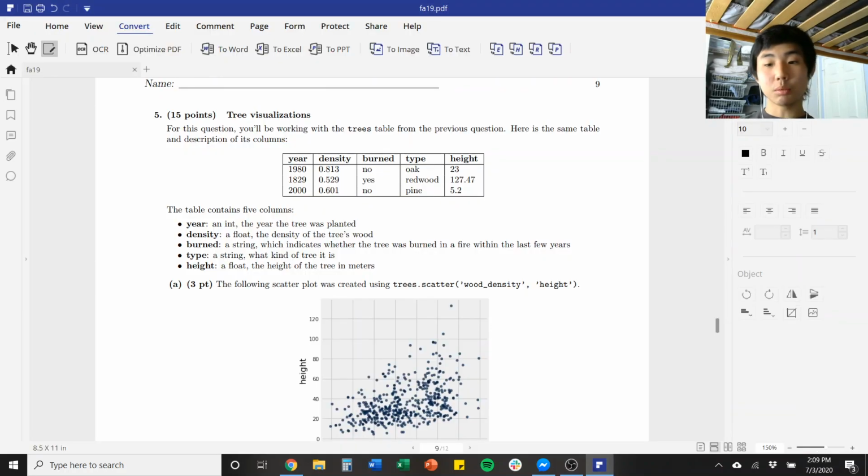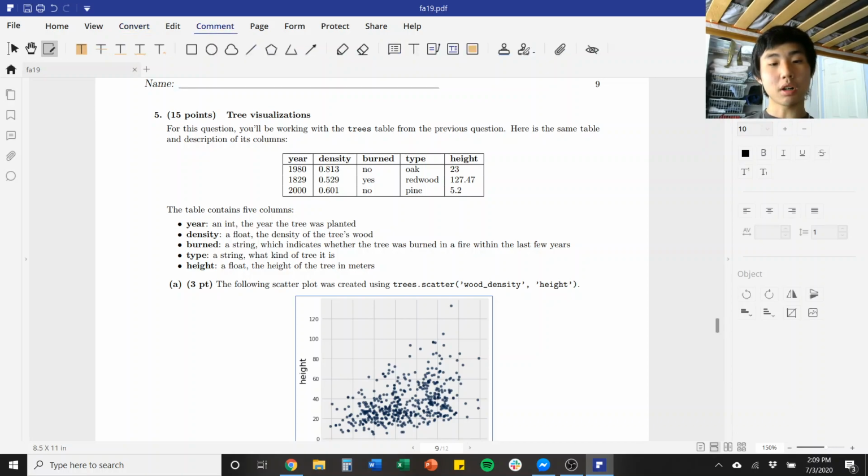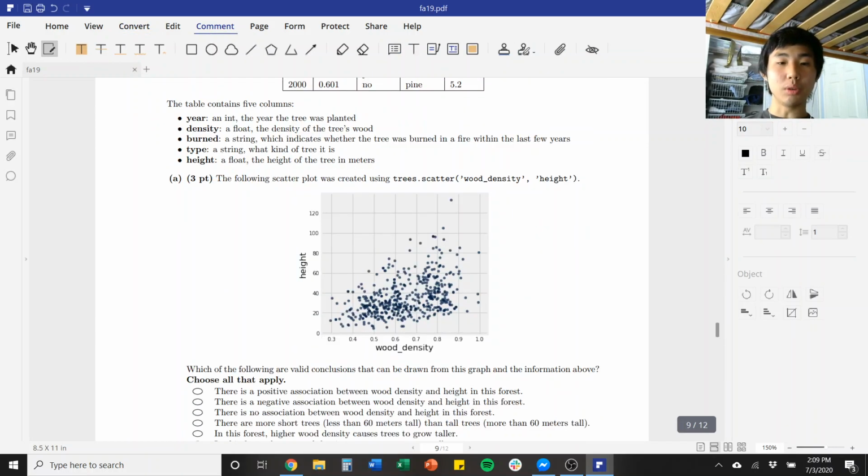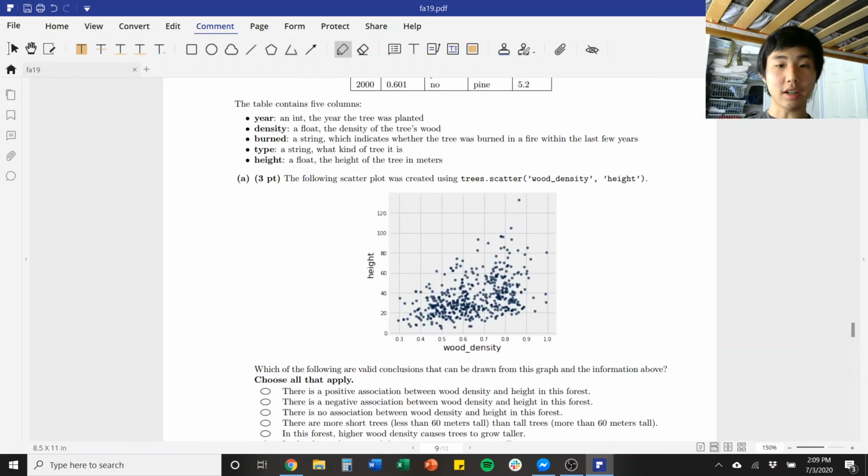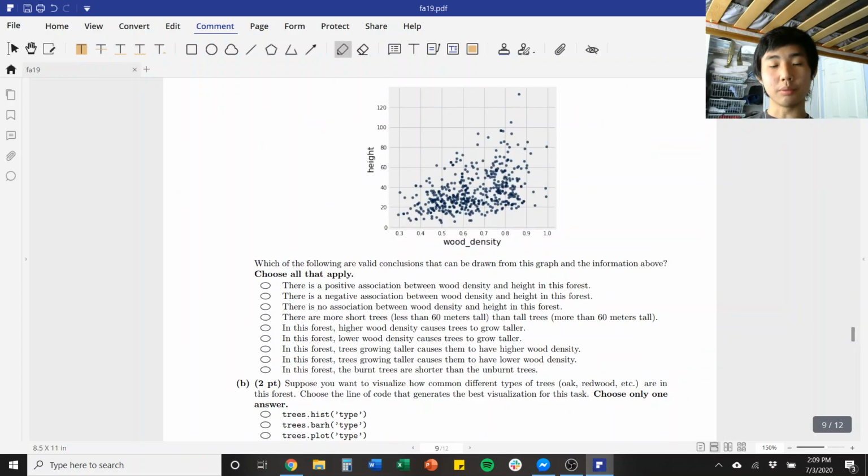In question 5, we have the same table of trees from before, and now we're going to be looking at some visualizations related to it. So part A has a scatter plot with wood density and height. Which of the following are valid conclusions that we can draw? Choose all that apply. So there can be multiple right answers.